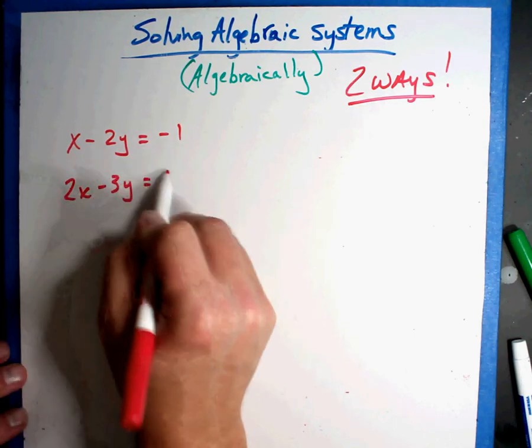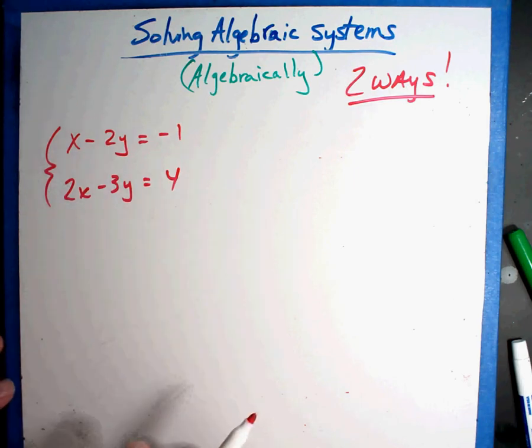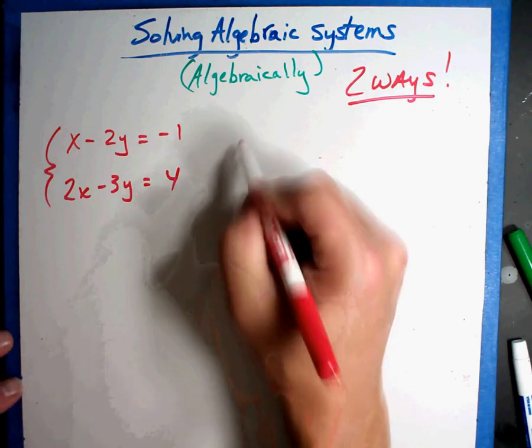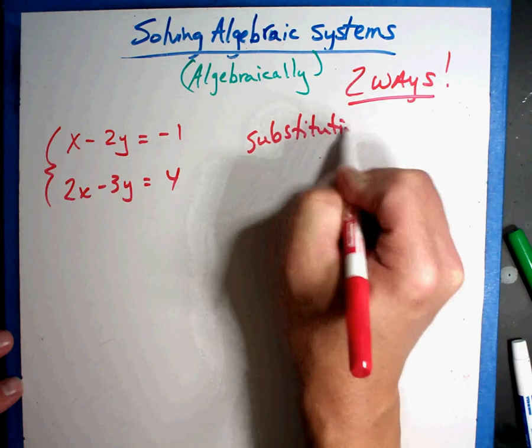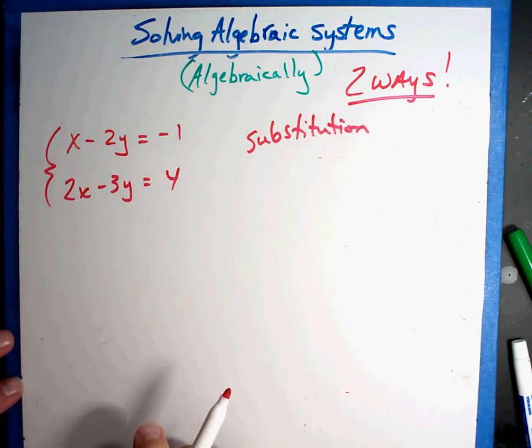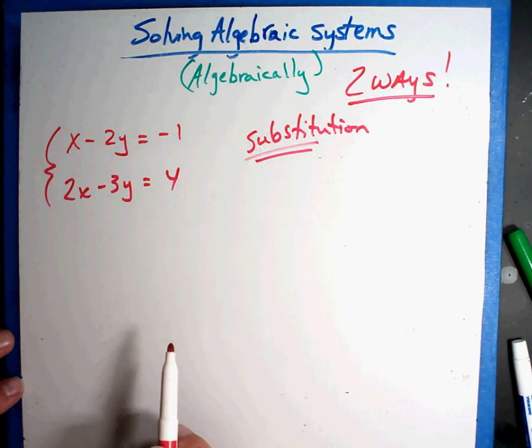3y equals 4. Here is my system. Alright, if I get too far ahead, just pause, catch up, and then you can keep going with the video. Now, one way is called substitution. That's the first way I'm going to show you how to do it. I'm going to pick a formula and use it to substitute, you can tell that's the beginning of the word, into the other equation.